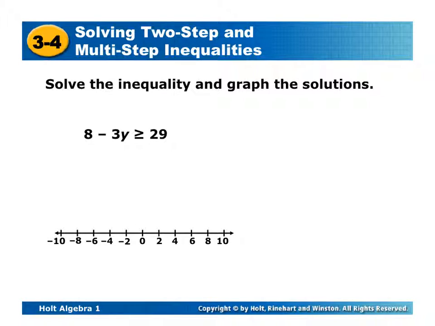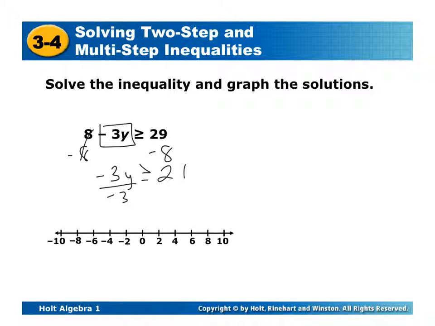Alright, so just another example here. Here we have a variable term of negative 3y. We have a positive 8. So even though there's a subtraction symbol, it's a positive 8. So to get rid of it, we're going to subtract 8 from both sides. We have negative 3y is greater than or equal to 21.